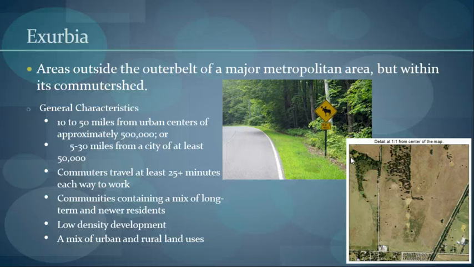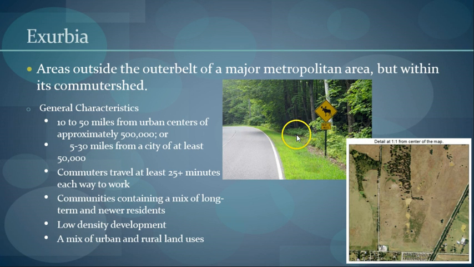can often live out here and then drive in anywhere from 10 to 50 miles from urban centers, for cities of approximately 500,000. And if you think about it, Dallas is almost 1.5 million, so we're going to be closer to the 50-mile range. Commuters will typically travel at least 30 minutes, although sometimes it's up to 2 hours, and especially when you throw in traffic.